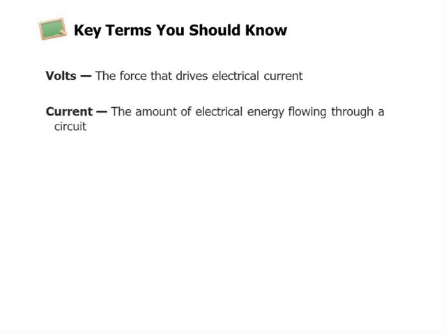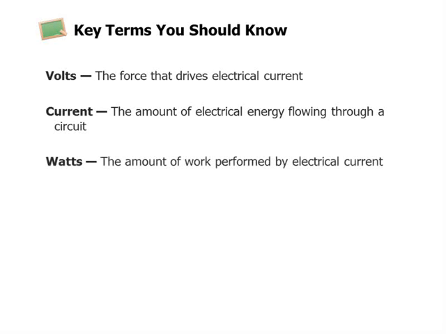So to wrap up, let's just look at a few different terms that we've looked at. Volts is the electrical force that essentially drives current. Current is the amount of electrical energy flowing through a circuit. And watts is the amount of work performed by electrical current. Remember, volts times amps equals watts. And most power supplies are actually spoken of in terms of watts, what they're capable of doing.